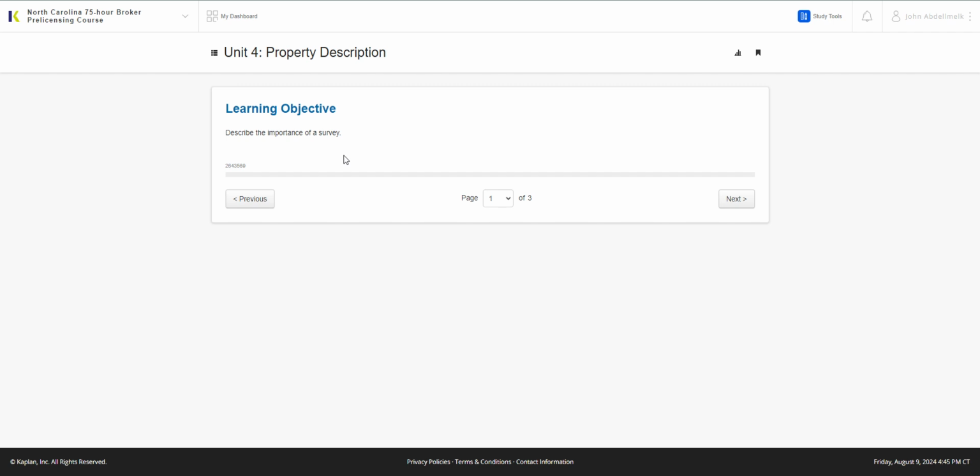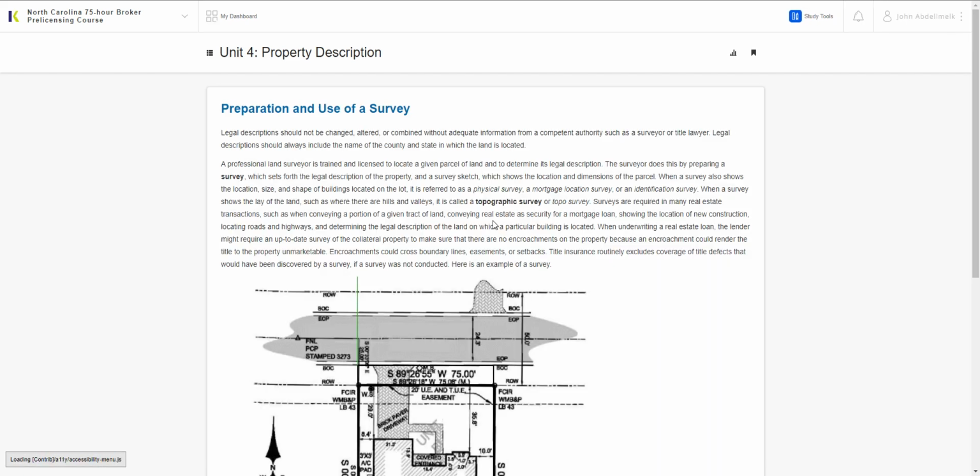So now we're going to be going into describing the importance of a survey. A legal description should not be changed, altered, or combined without adequate information from a competent authority such as a surveyor or a title lawyer. A legal description should always include the name of the county and the state in which the land is located. Professional land surveyors are trained and licensed to locate a given parcel of land and to determine its legal description. The surveyor does this by preparing a survey, which sets forth the legal description of the property, and a survey sketch, which shows the location and dimensions of the parcel.